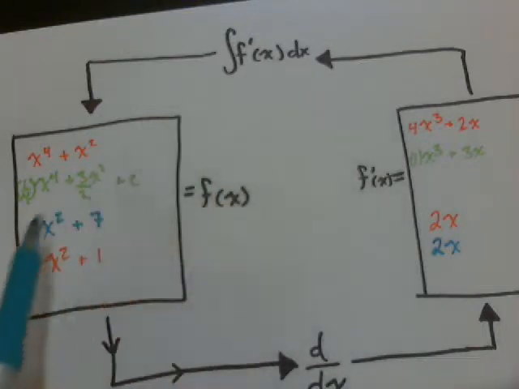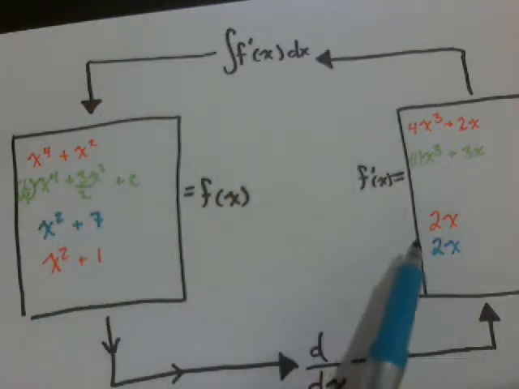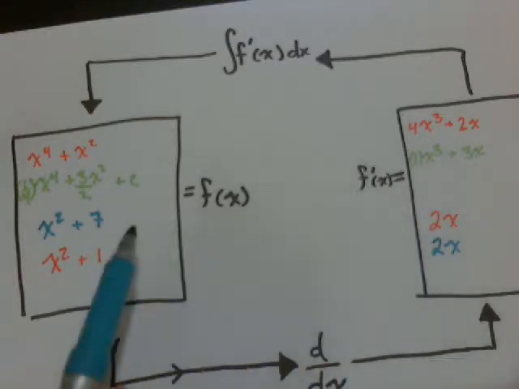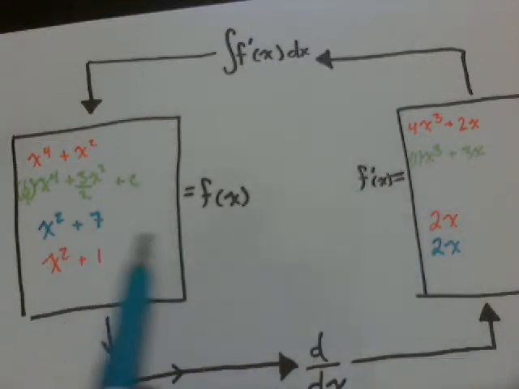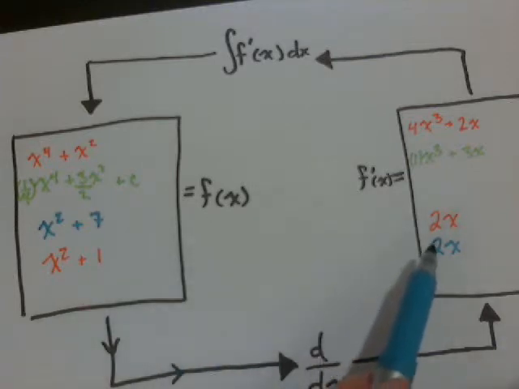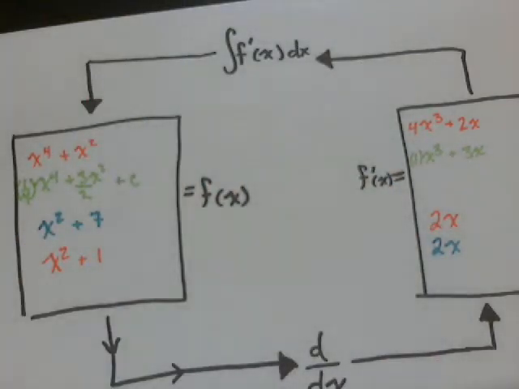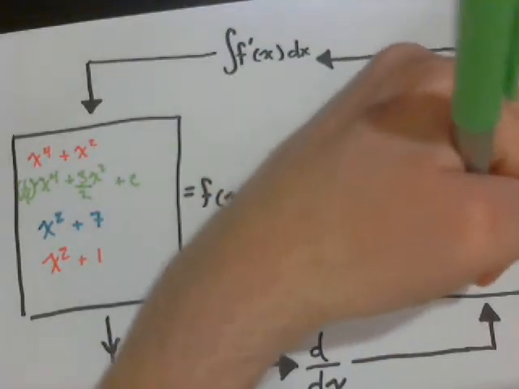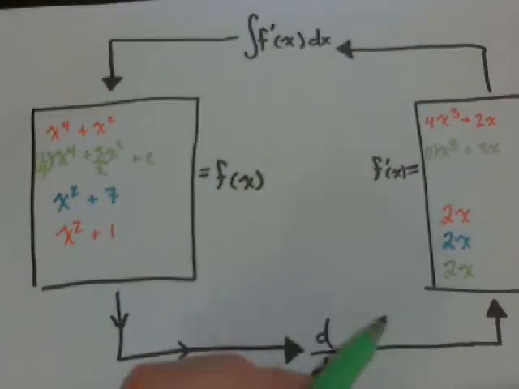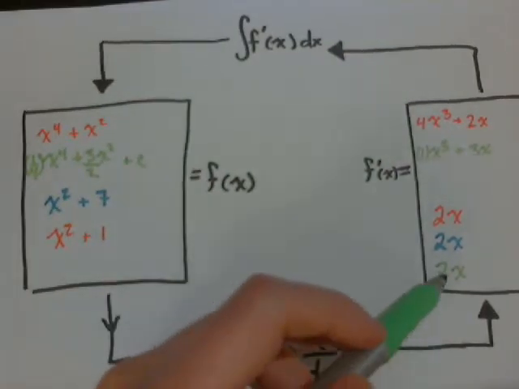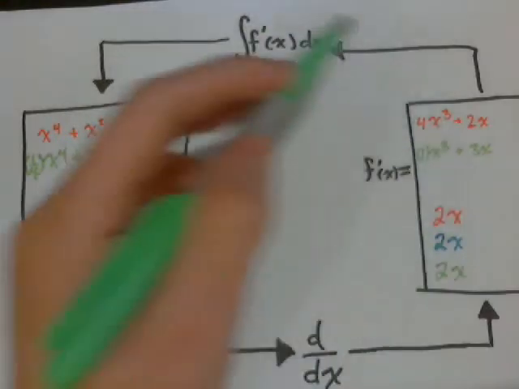And you'll notice that x squared plus 7 gives you 2x, but x squared plus 1 also gives you the derivative of 2x. And so that's why, when we take the antiderivative, if you start with the function 2x and someone asks you what is the antiderivative of 2x, then when you come over here you need to put x squared plus c, some constant c.